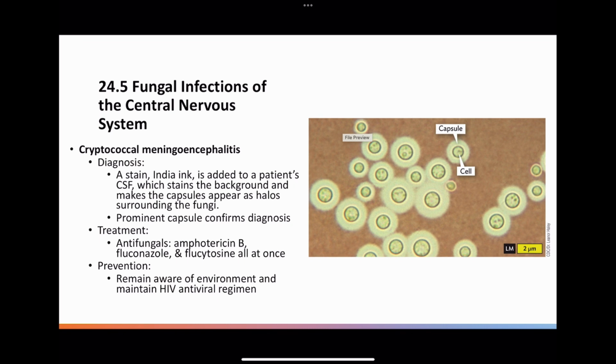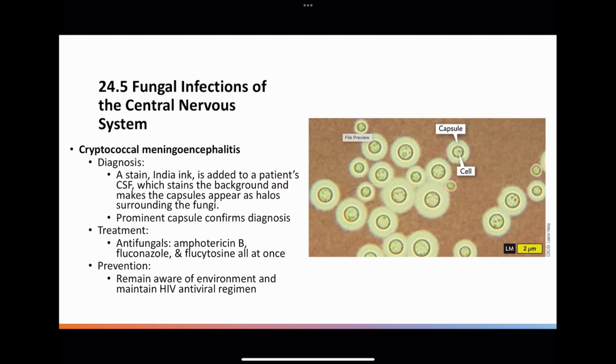The diagnostic method of cryptococcal meningoencephalitis is very different from the previous two forms. It is diagnosed by using a stain called India ink, which is added to a patient's cerebrospinal fluid. This stains the background and makes the capsules appear as halos surrounding the fungi. This prominent capsule is what confirms the diagnosis of Cryptococcus.